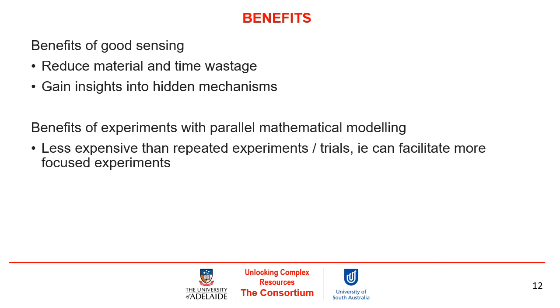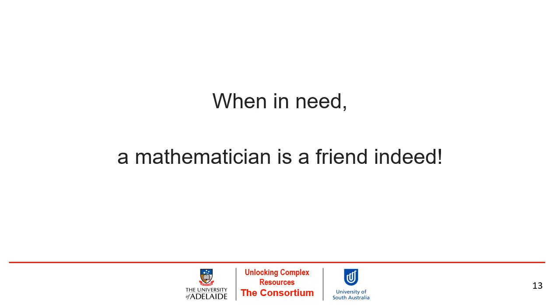Having a good sensor helps reduce material and time wastage and gain a deeper understanding into system operations. Having a mathematician alongside experiments reduces the range in which you need for parameter testing, which makes life less expensive. All in all, look for us. But first, you need to identify that you have a problem and seek out our help.